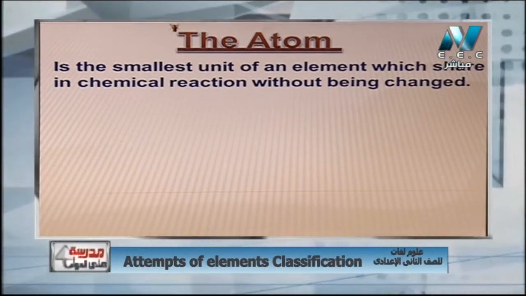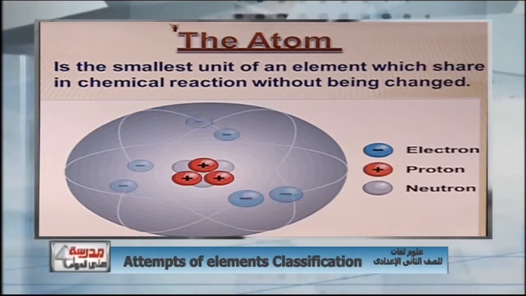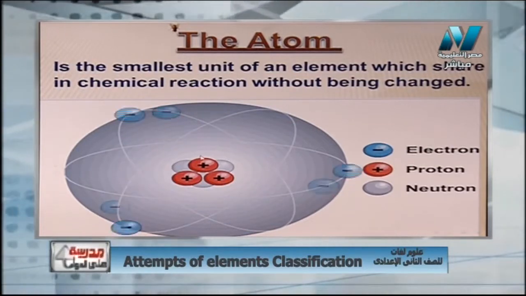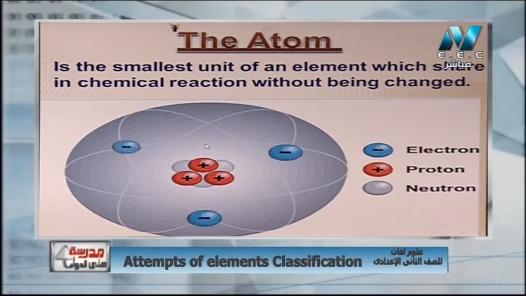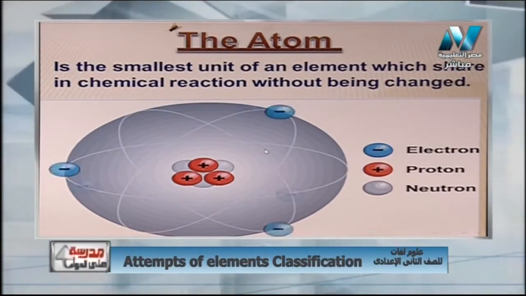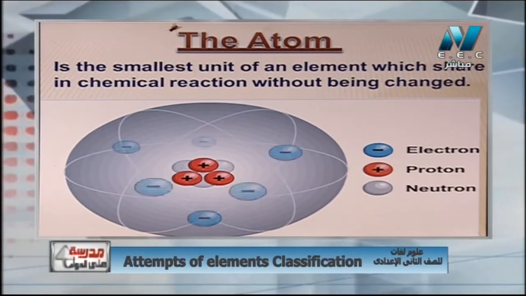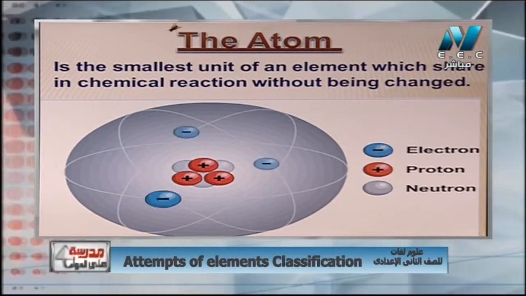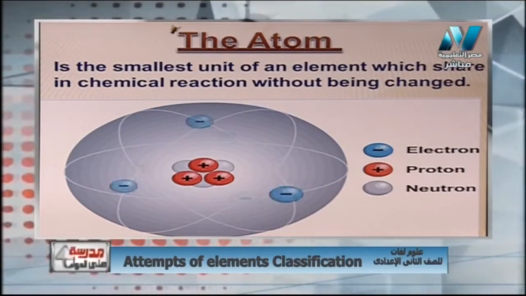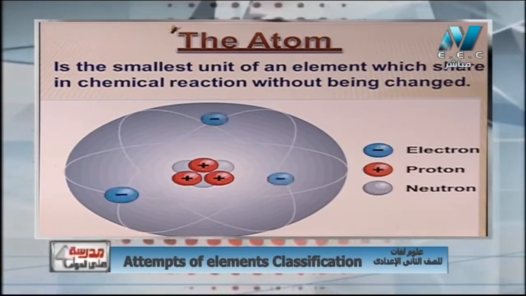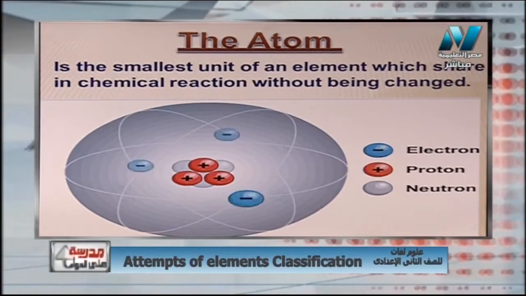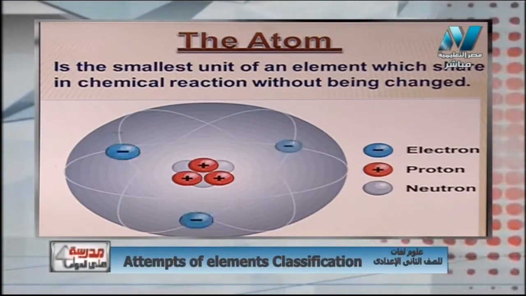The first part, this is the atom, as we see here. The center consists of the nucleus, and around it there is the electron part. As we see in this slide, the electron has a negative charge, which rotates around the nucleus at a very fast speed in an orbit called energy level. The energy levels are named K, L, M, N, O, P, Q according to their energy level. Then the proton, which is positively charged, and the neutron, which has no charge.